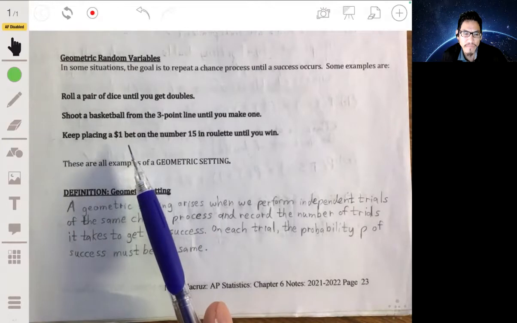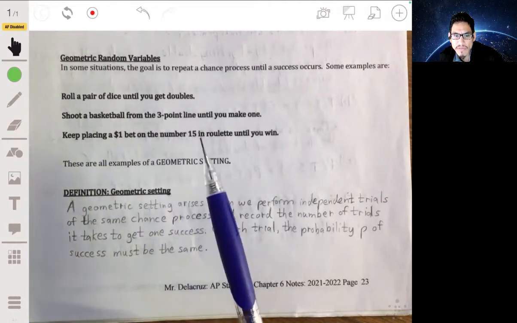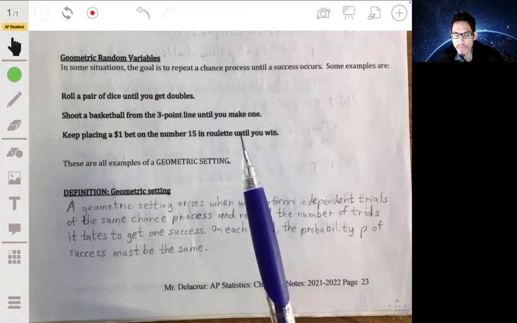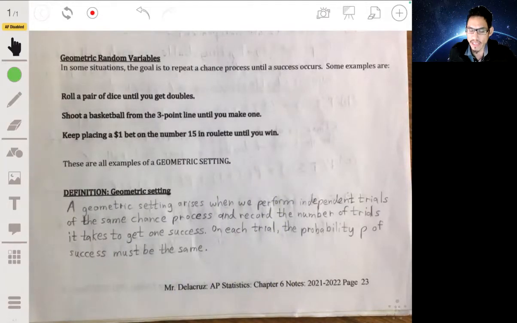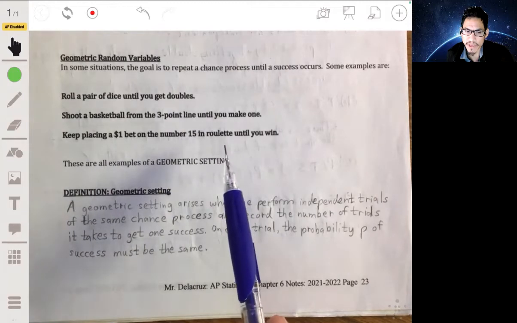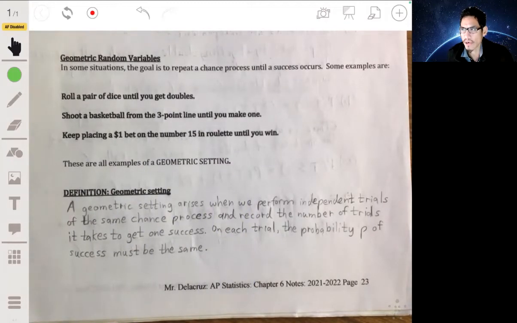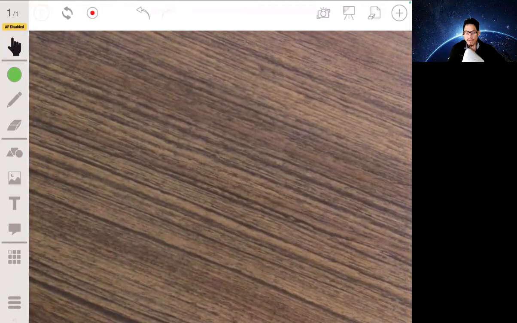And the third scenario, we're placing a $1 bet on number 15 until you win. With a binomial random variable, it would be like place it 20 times and count the number of times you win. So that slight difference is all that makes it a geometric random variable. Once you grasp that concept, you're going to find that problems dealing with geometric settings are actually pretty simple, because they're like easier versions of binomial random variable problems. So let's look at the formal way we define it and talk about it in a problem.